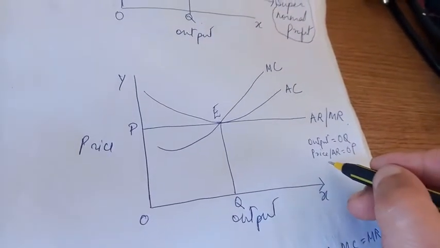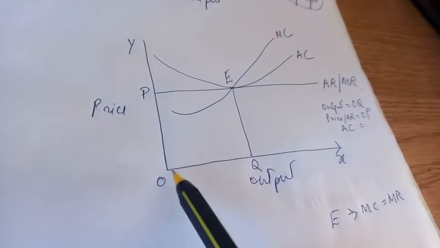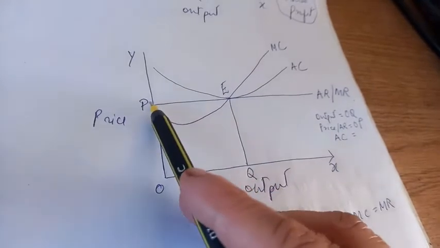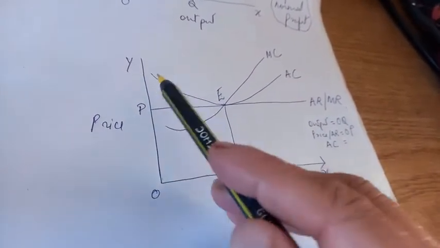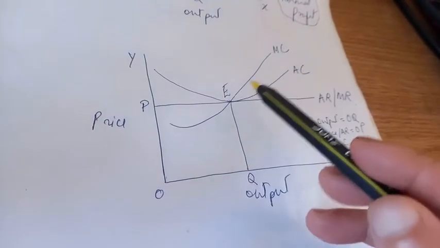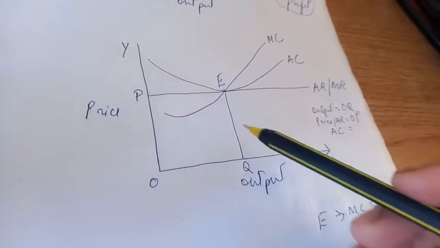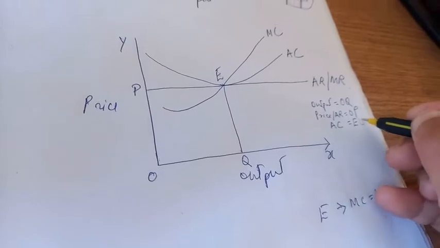Let's have a look. How much is the AC, producing this much as the output and charging this much as a price? Let's have a look at how much is the average cost. This is the average cost curve. It touches the equilibrium point at point E, which indicates EQ is the average cost.